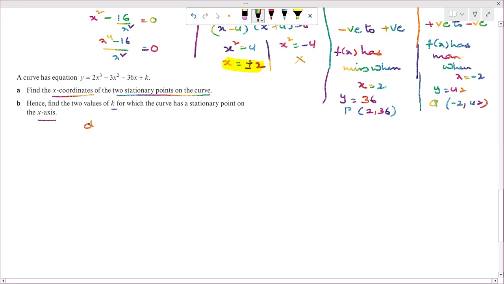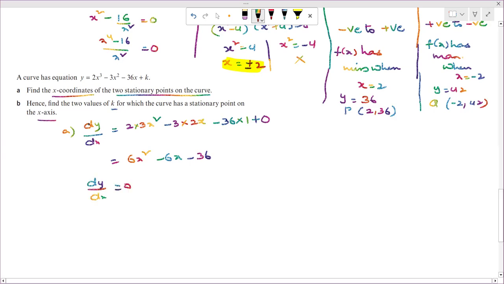First of all, you find dy by dx. For finding the stationary points, dy by dx is 2 into 3x square minus 3 into 2x, minus 36 into 1, constant is 0. So 6x square minus 6x minus 36. For a stationary point, dy by dx is equal to 0. So 6x square minus 6x minus 36 is 0.